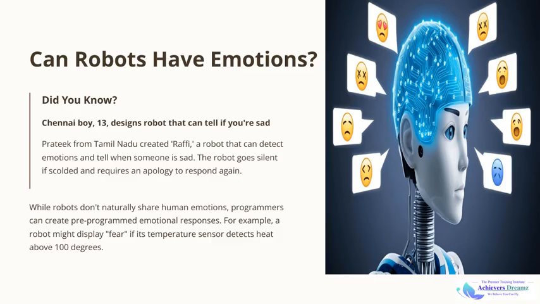So, in the bigger picture, this highlights how the line between human emotions and robotic responses is becoming more nuanced, all driven by clever programming. It's a great example of how technology is evolving to bridge the gap between machines and human feelings, which ties right into our overall theme of exploring the possibilities and limits of robot emotions.